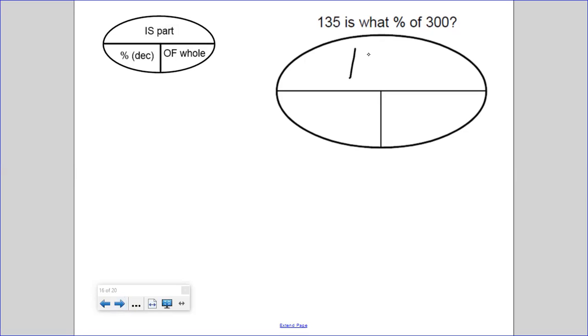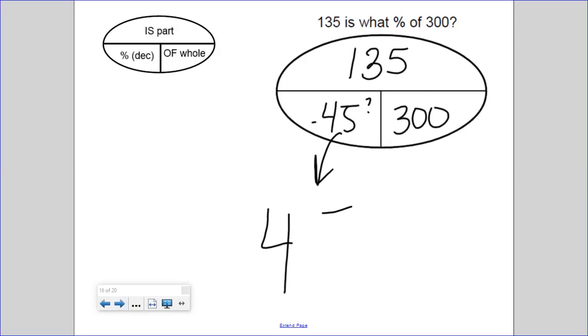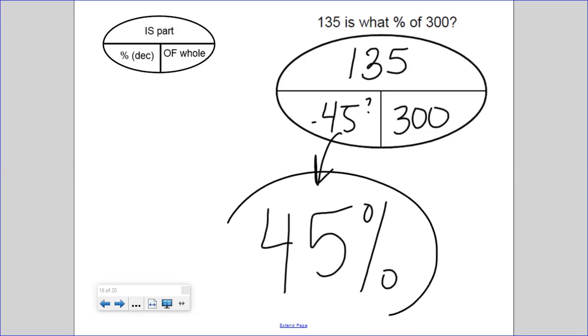135 is the part, the piece, so that goes up top. I don't know what the percent is. This is going to be left open. But I do know that's a total of $300. Okay, so they're on top of each other, so 135 divided by 300 is 0.45. So, final answer, 135 is 45% of 300. So no matter what, if you've got any of those three spots open, you know what to do to figure it out.